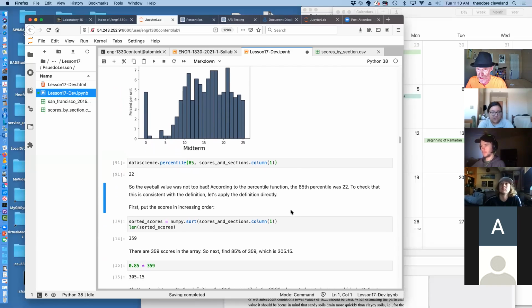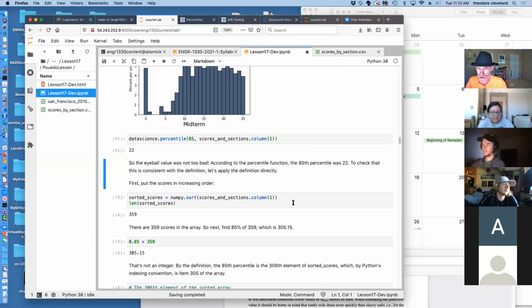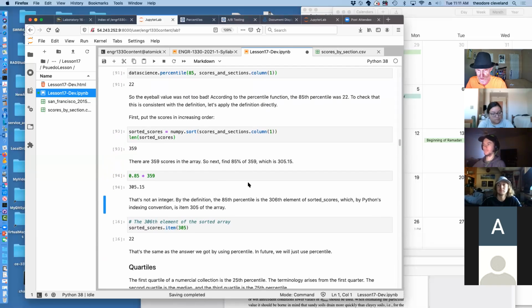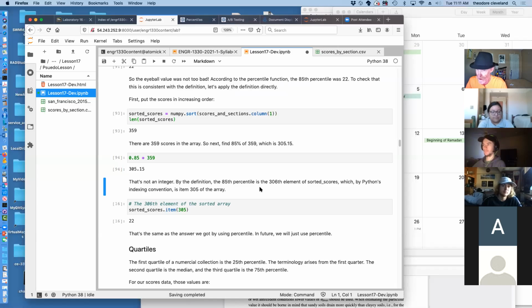To check that it's consistent with the definition, we can apply the definition directly. First, we'll put the scores in increasing order. So we're going to sort the scores. Then we're going to compute the length of sorted scores. There's 359. And so next we want to find the 85th percentile of 359, which is 305.15. That's not an integer. But by definition, the 85th percentile is the 306th element of the sorted scores, which by the Python indexing convention is 305. We do that and we get the 22, which is the same answer.